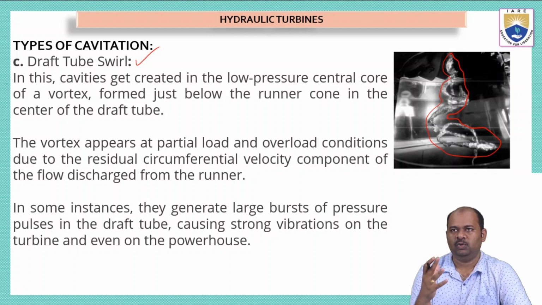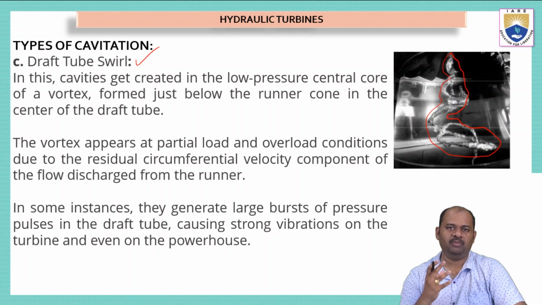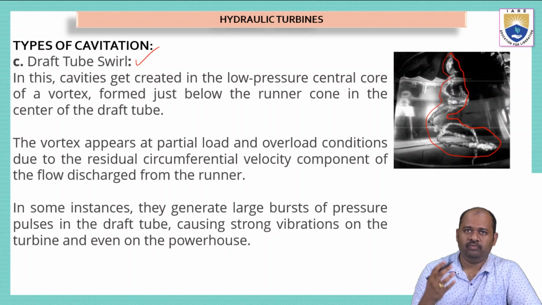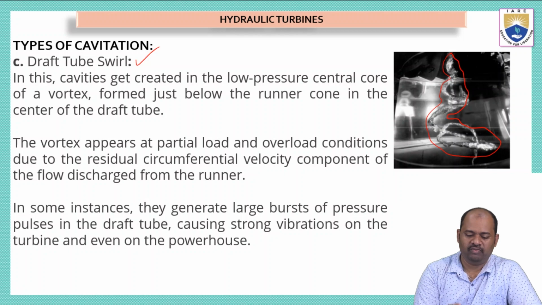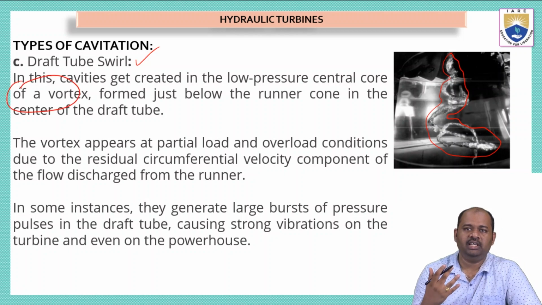So due to this, the water will be rotating in a circular motion while it is coming out of the draft tube. Due to this, we can see the formation of swirl, or the formation of a vortex. When the water is coming out of the turbine, we can see the formation of a vortex. This vortex is where the pressure will be low when compared to the other regions.